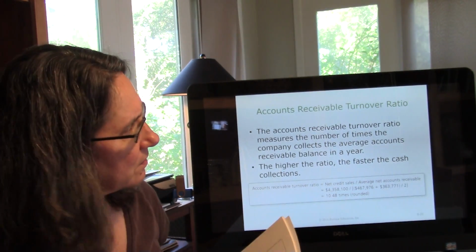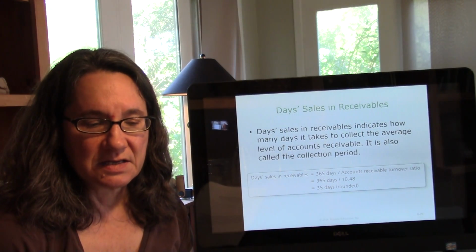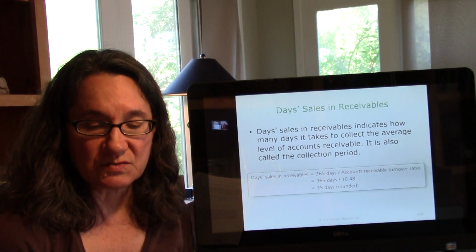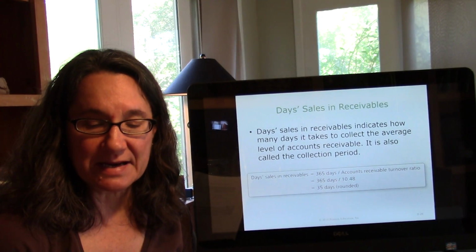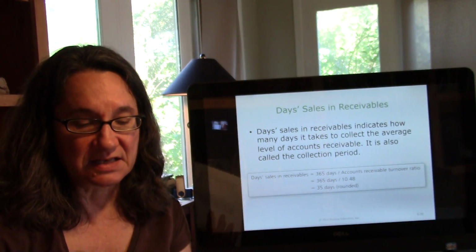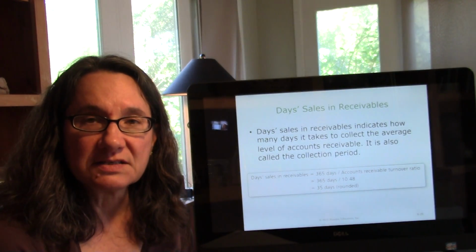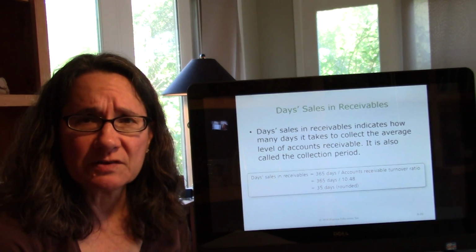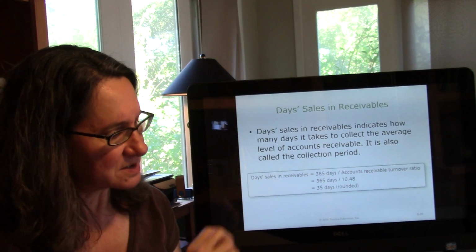Days sales in receivables. The days sales in receivables is the ratio of average net accounts receivable to one day's sales. This ratio tells how many days it takes to collect the average level of accounts receivable. So if it takes a long time, you're not converting your receivables into cash. That's bad. You want those receivables to turn into cash, so you want it to be a short time. You want the number to be small.